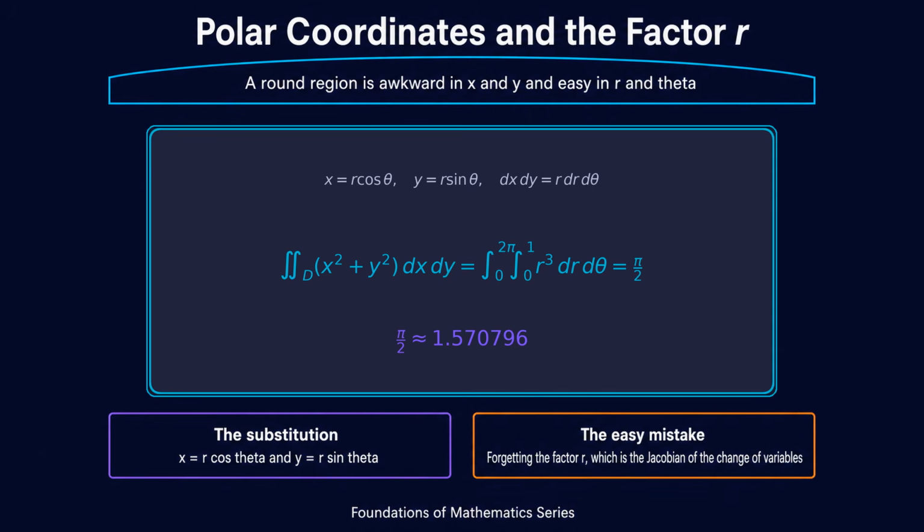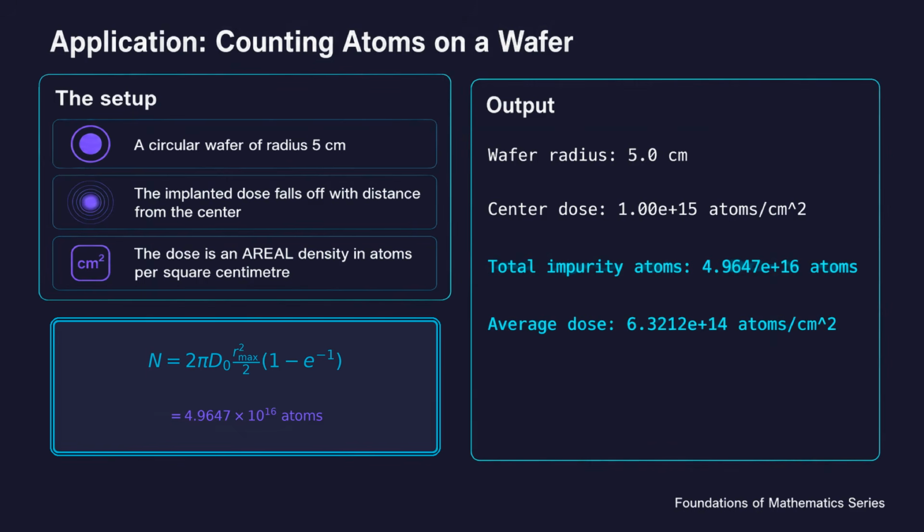Take the integral of x squared plus y squared over the unit disk. In polar form, the integrand r squared times the Jacobian r gives r cubed, and the integral evaluates to pi over 2, approximately 1.570796. A numerical evaluation matches it to about 2 times 10 to the minus 16. Here is the application, and it comes with a unit lesson.